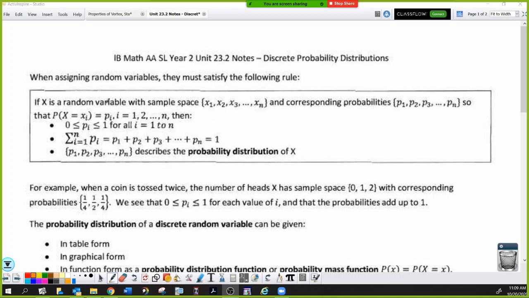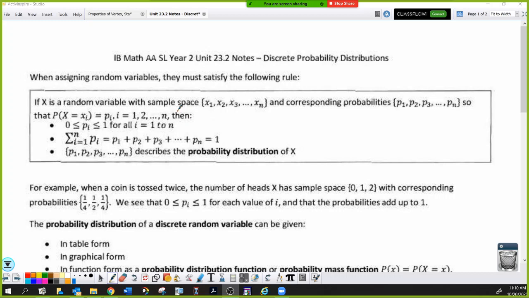Probability that capital X equals xi equals pi, so that just means like, oh, the probability that capital X equals 1 is 1/6 if it's a die, something like that, okay? And all the i's are just telling you how many terms there are, 1, 2, 3, 4, all the way out to n. So if it's a single die, n would be 6, right? So you'd have x1, x2, x3, x4, x5, x6, corresponding P1 through P6.